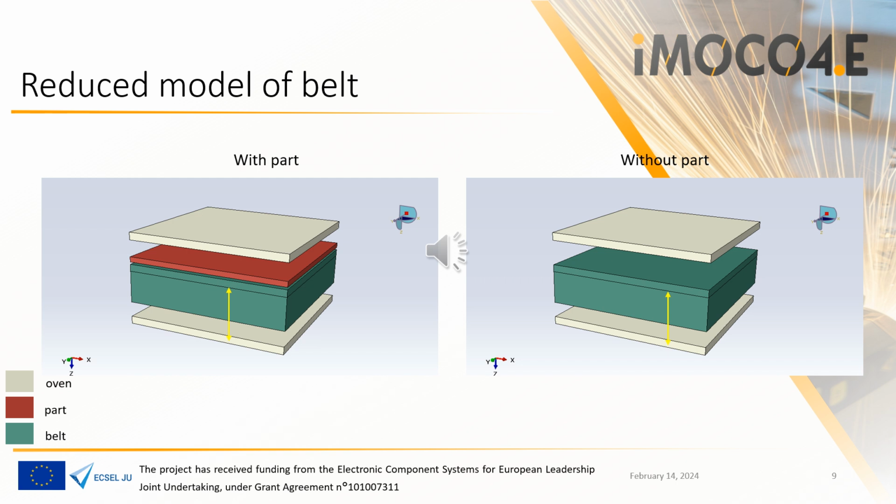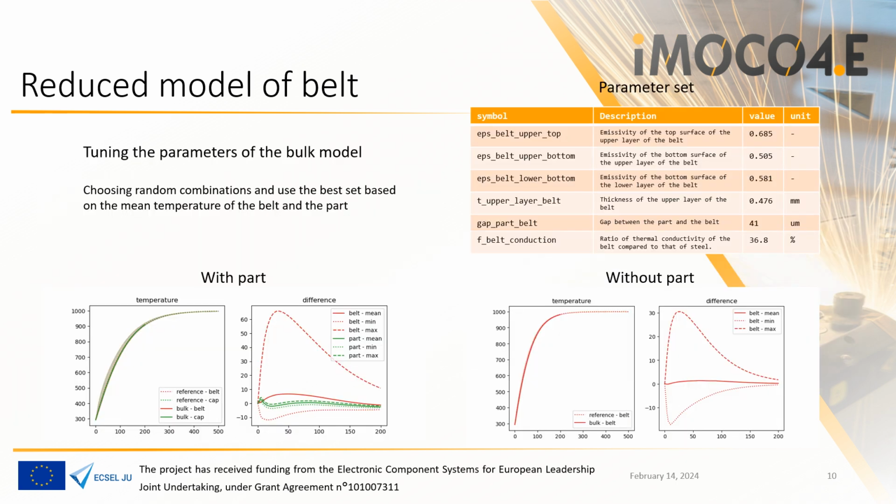If there's a part above the belt, the part gets heat from the oven wall. When there's no part, the top of the belt gets heated directly by the oven wall. We use a heat conductance between the belt and the part to represent how well heat travels between the two. The heat moving through the belt is modeled with an anisotropic thermal conductivity, meaning it conducts heat differently in different directions. This slide summarizes the tuning of the parameters of the bulk model.